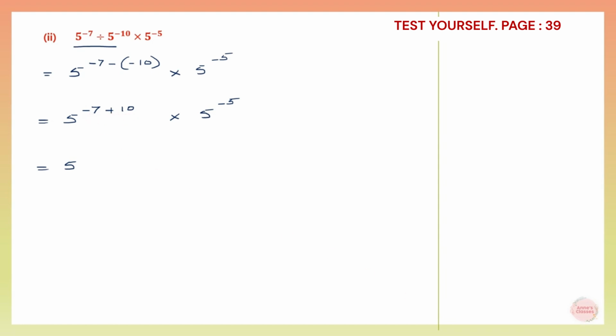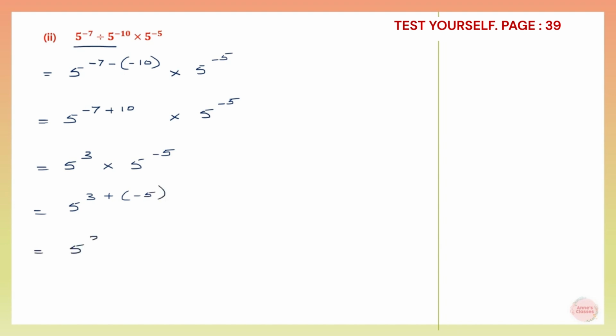10 minus 7 is 3. That's plus 3, or simply 3, into 5 to the power of minus 5. Now can you see the base has become the same? That means we can add up the powers. So here what do we have? 5 to the power of 3 plus minus 5. I'm adding up the powers only.